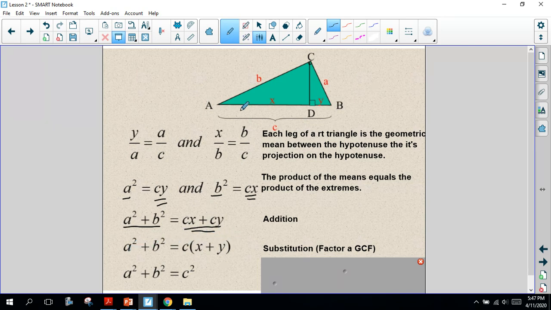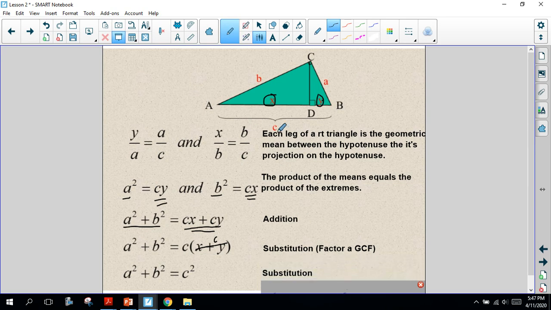Well, what is x plus y? Right here, I have x. Right here, I have y. And if I take the length of x plus the length of y, it gives me the length of c. So I can get rid of this and put c here in its place. So that really gives me c times c, which is c squared.